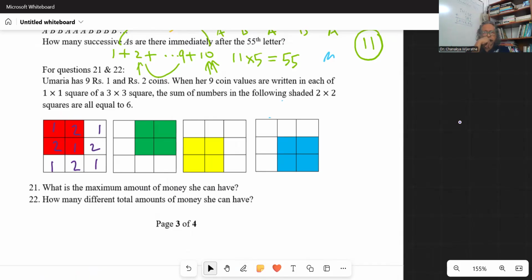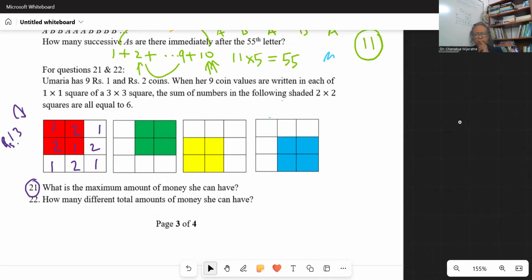Right? You can see that each block actually sums up to 6, right? So I actually see a pattern. So here, what's the question? What is the maximum amount of money she can have? So if this is the case, then she has how much money? 2 times 4, which is 8, plus 5, so 13 rupees, right? 13 rupees. This is the only way.